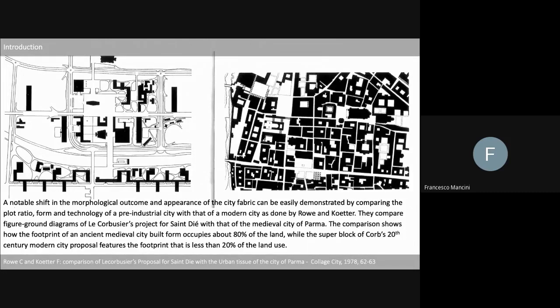The value of a city fabric as a stratified set of elements which went through a number of typological transformations has been totally denied by an approach that is shaping the city to code in a single act, compressing time and space, and essentially reversing, in terms of weighting and percentages, the relationship between the footprint of the buildings and the urban space.